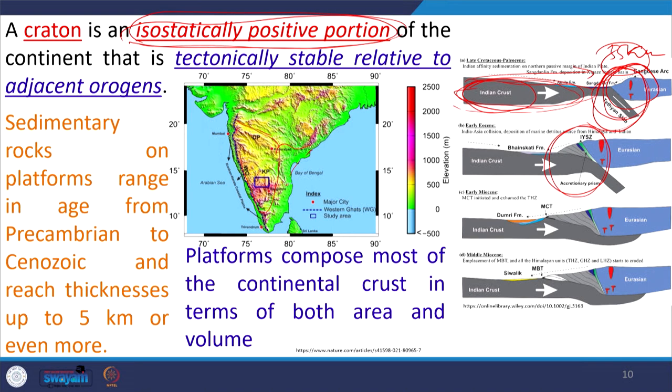So, here you can see the Precambrian rocks are exposed, and the rest is covered by sediment. So, these are the platform cover sediments. They represent most of this continental crust in terms of volume. So, volume wise, these platform sediments cover most of the part.